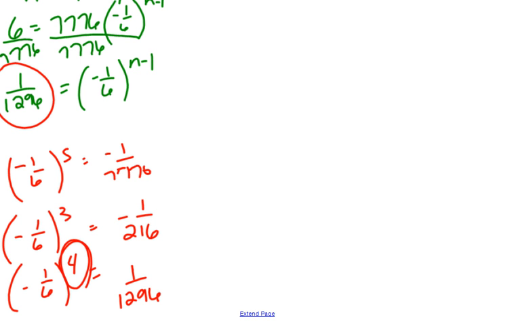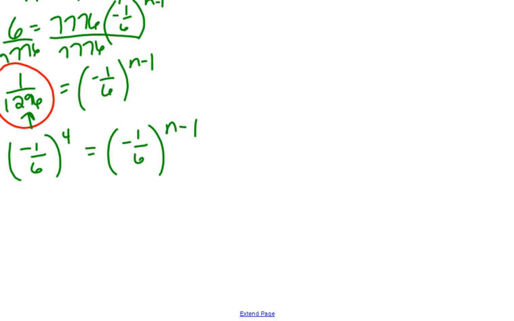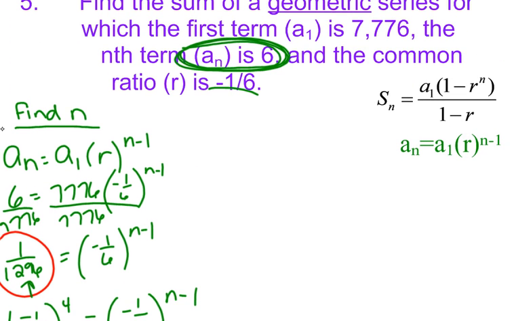4 is my key. So here, I'm going to erase this work so we have more room. I know that negative 1/6 to the 4th power is the same as 1 over 1296, and negative 1/6 to the n minus 1. So see how I have common bases now? They're both negative 1/6. So I would say 4 equals n minus 1. And when I add 1 to both sides, I now have an n of 5. So I'm going to go up to my work now, and I know my n is 5. So I can use that now for the rest of my problem.